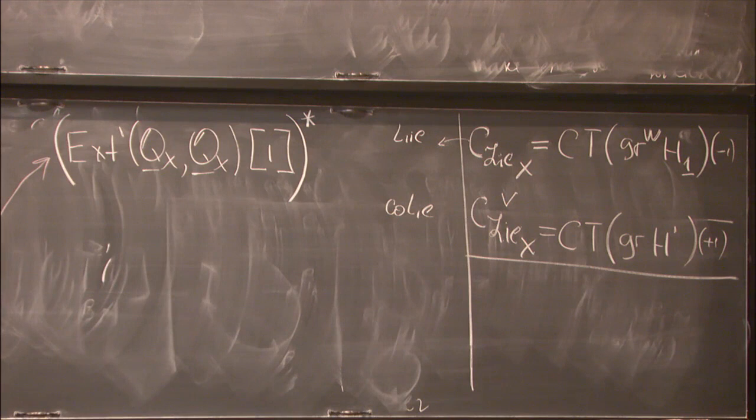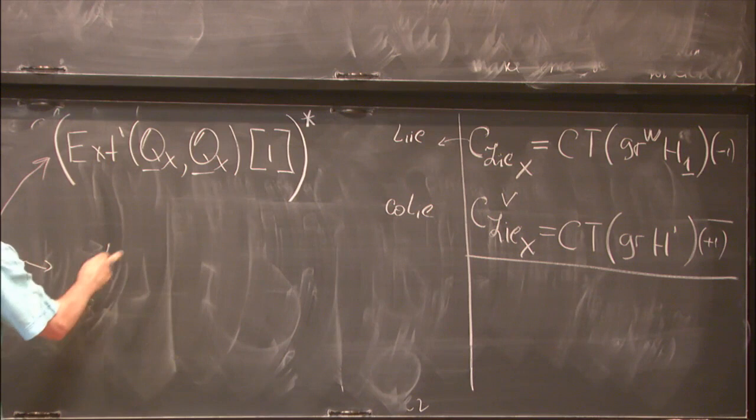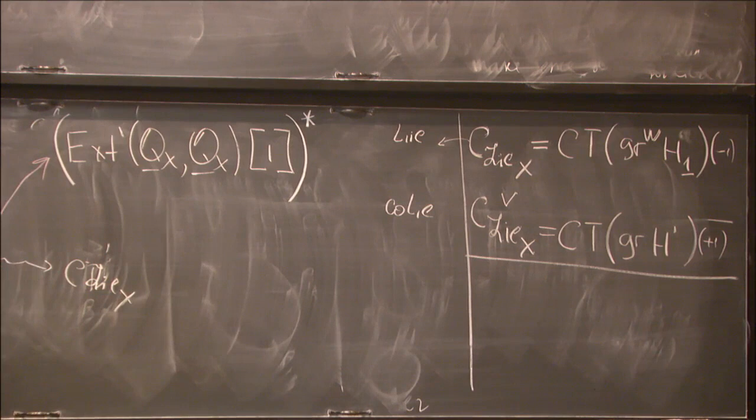OK? So now I gave you the official definition of how the circle produces something which lives in C Li X. Is that clear, what the element is which corresponds to this picture?